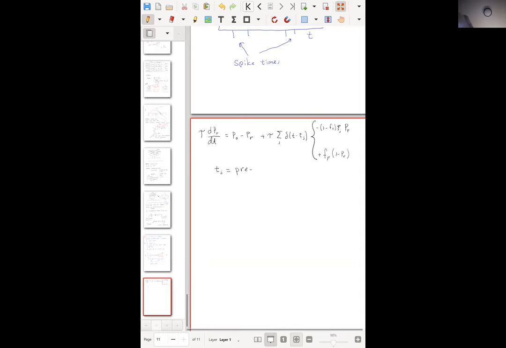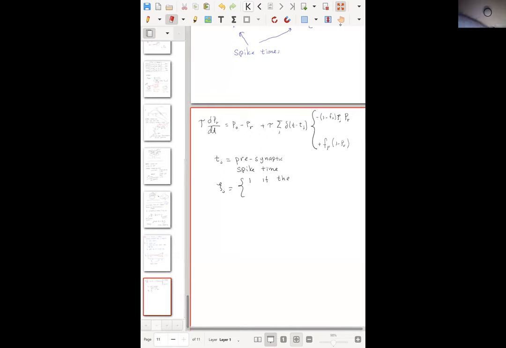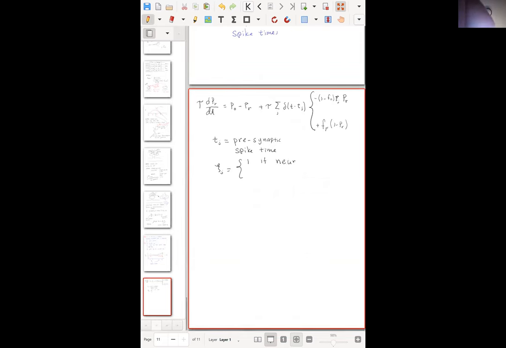equals presynaptic spike time. And squiggle j equals one if there's a release, if neurotransmitter is released, and zero otherwise. Okay, because remember our interpretation of depression is depletion of the readily releasable pool. If nothing's released, nothing's depressed. And we're going to consider these one at a time.